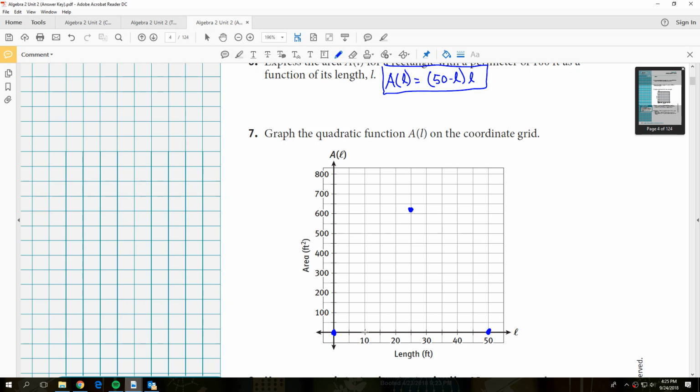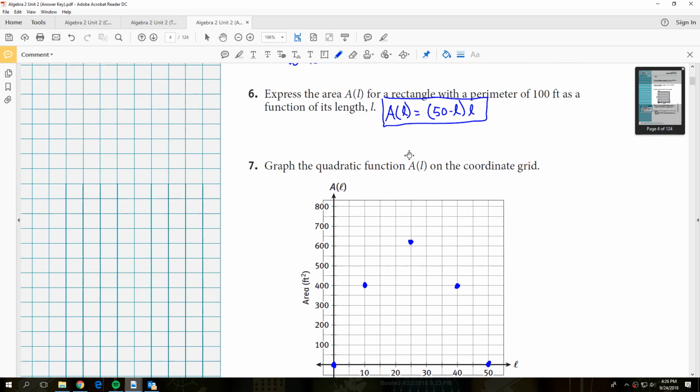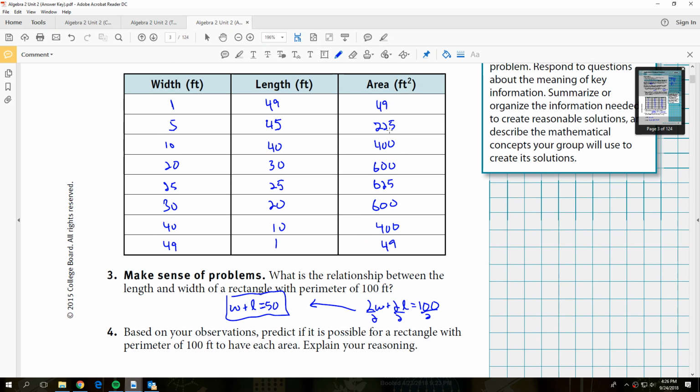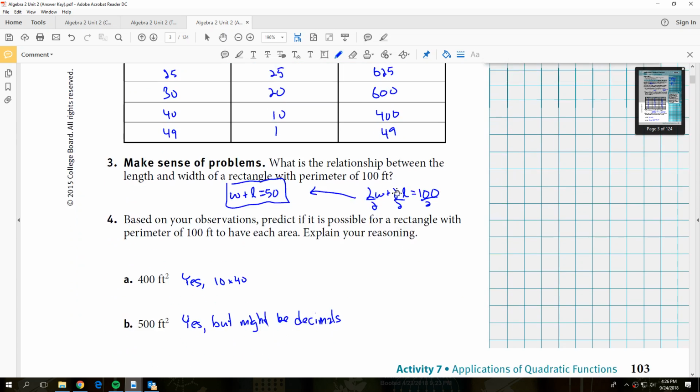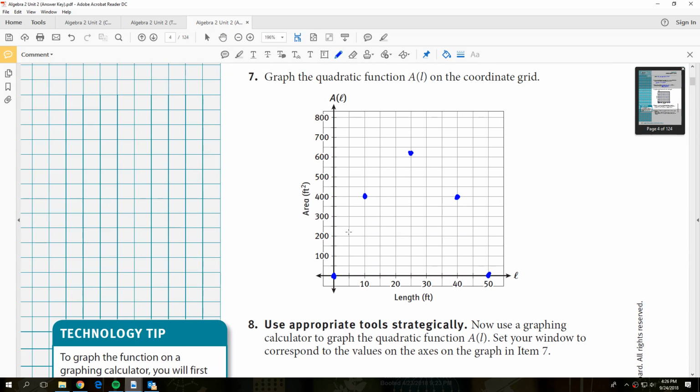And just remember at 10 it was 400, so I'm going to try to put some of these in here. At 40 it was also 400. Let me grab some of those points because it's nice to have more points on here. At 5 it was 225, so 225 right here, and at 45 it would be 225 as well. This thing is symmetric. At 20 and 30, it was 600. All right, so let's go ahead and connect these dots here. Do the best I can. Oop, get a little wobbly at the end there.